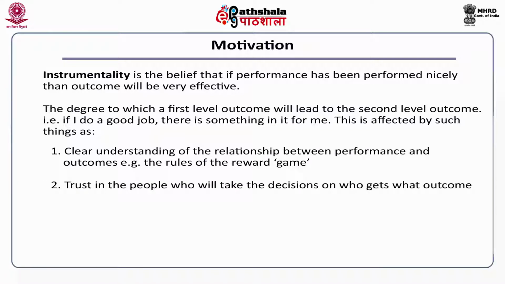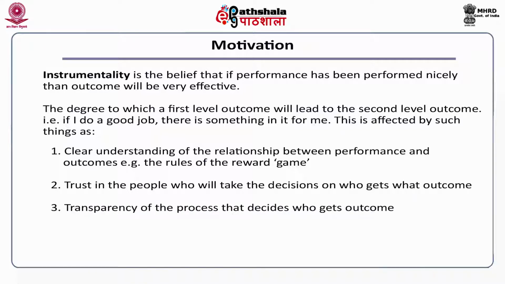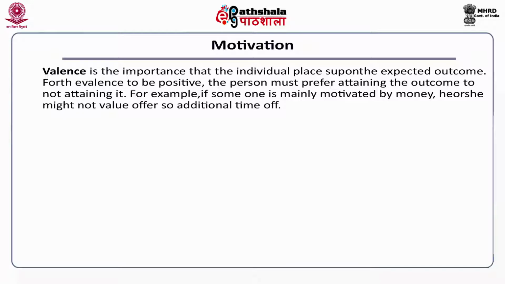Trust in the people who will make the decisions on who gets what outcomes. And 3. Transparency of the process that will decide who gets the outcomes. Valence. Now, valence is the importance that the individual places upon the expected outcomes. For the valence to be positive, a person must prefer attaining the outcome to not attaining it. For example, if someone is mainly motivated by money, he or she might not value offers of additional time off.